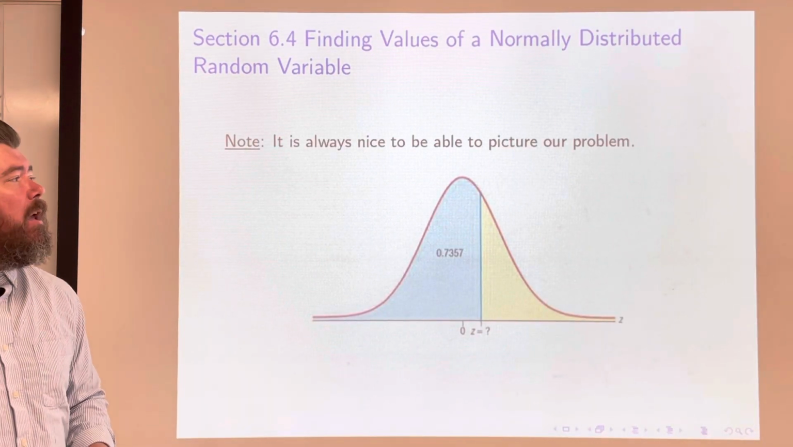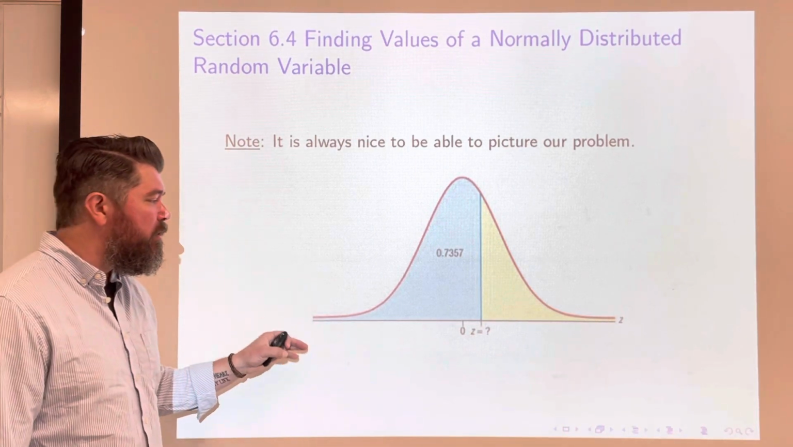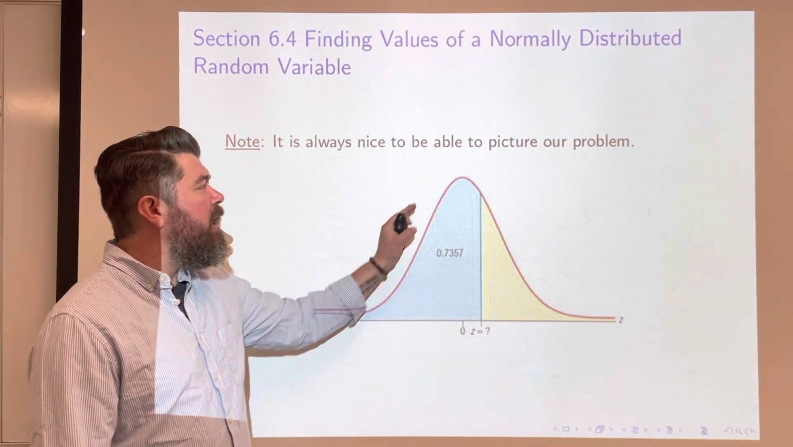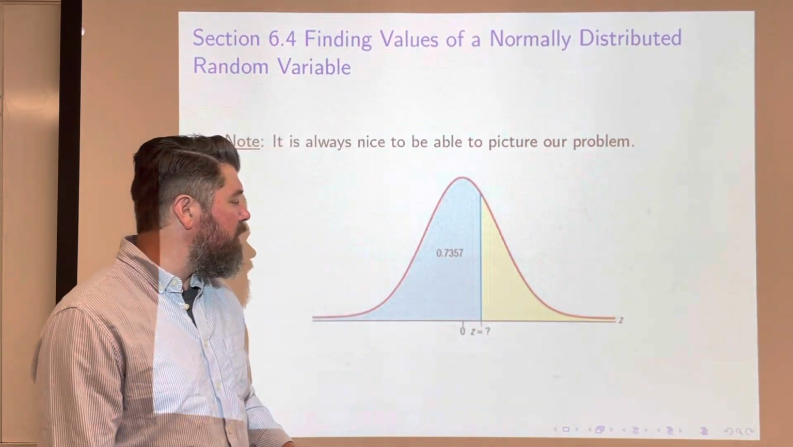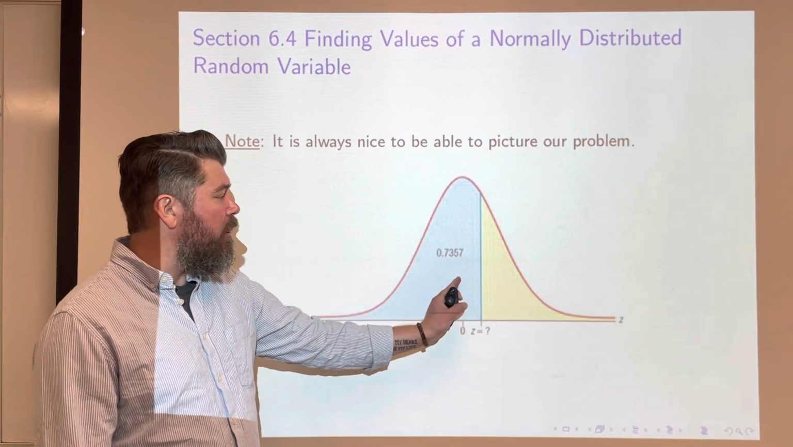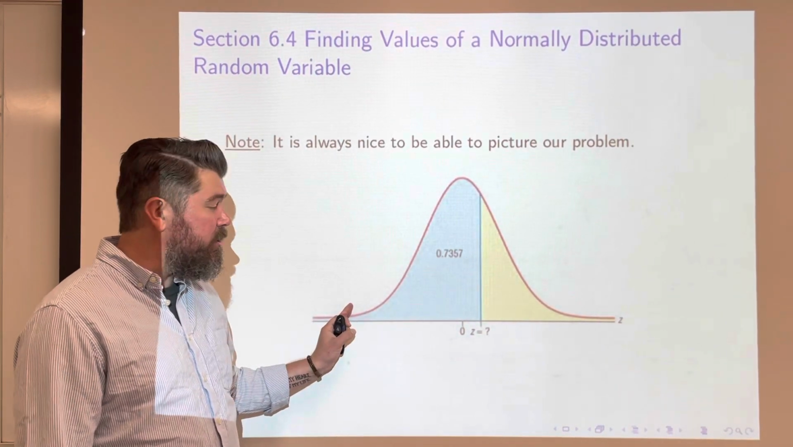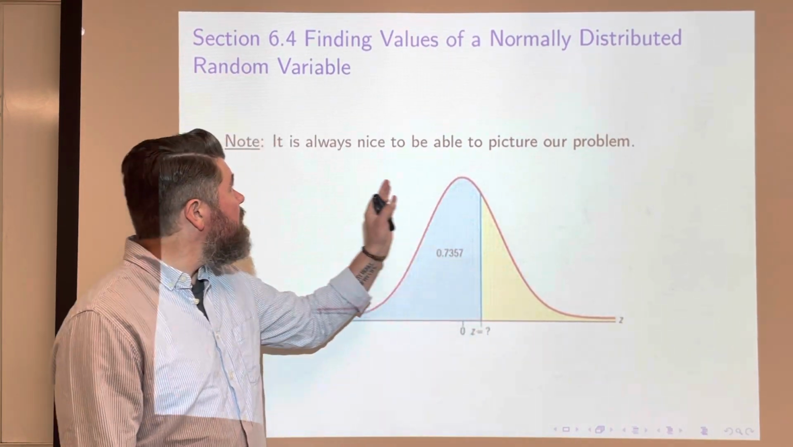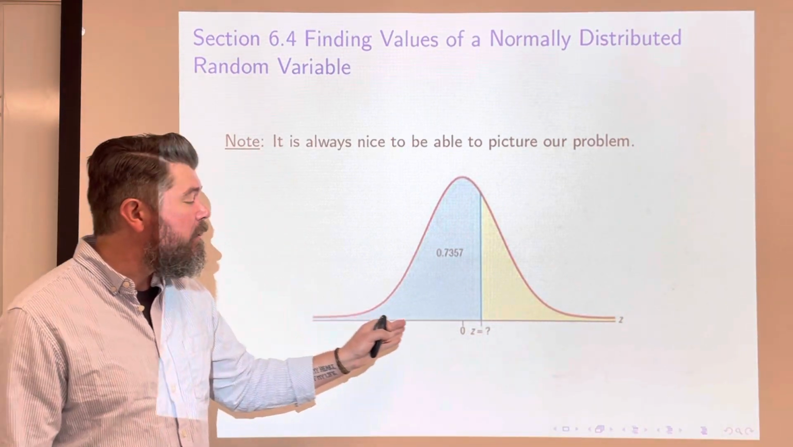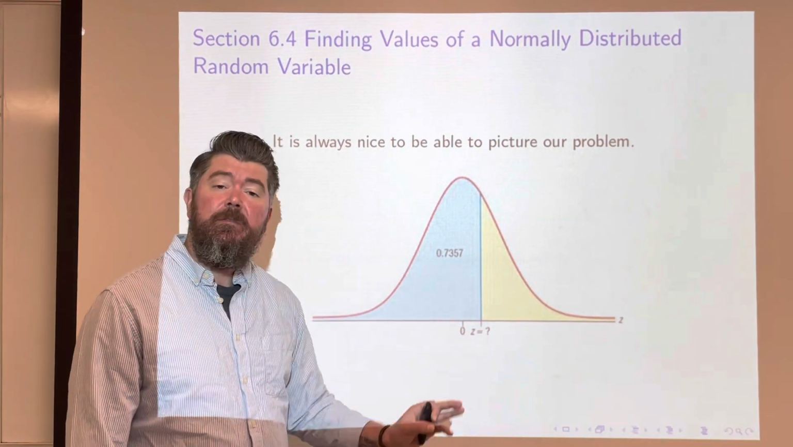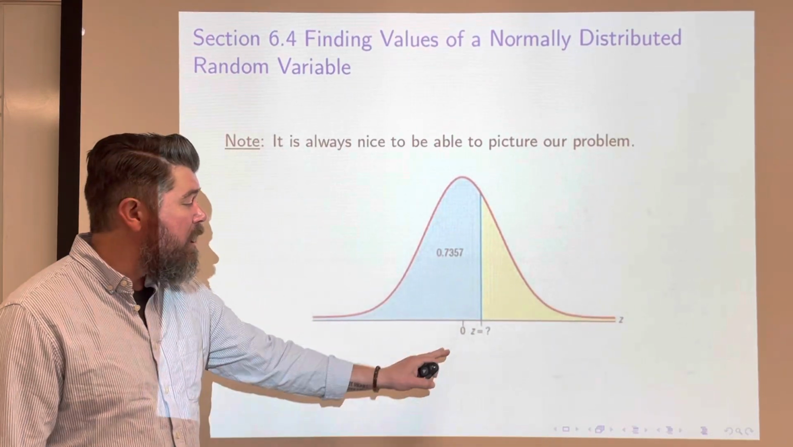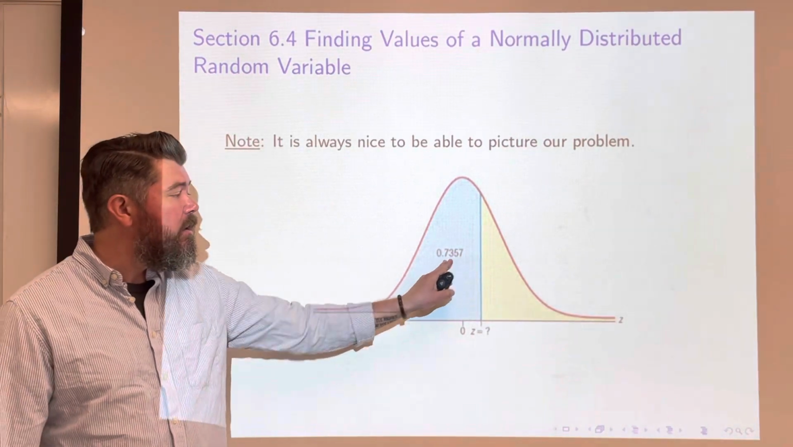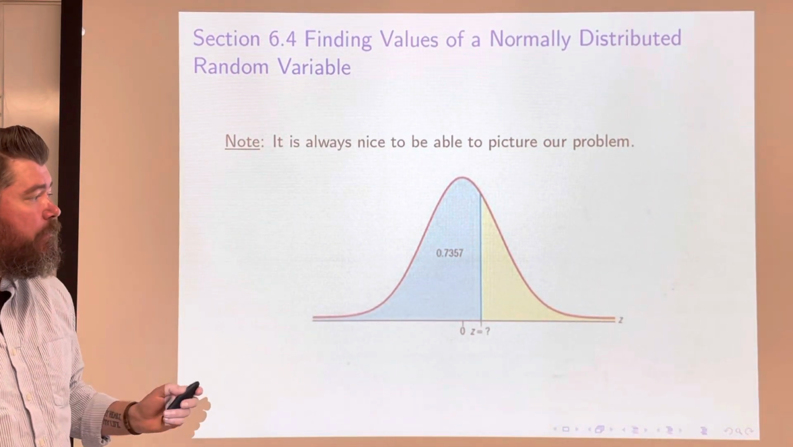It's always nice to be able to picture our problem. So again, we have our number line consisting of our z values, and we have our standard normal distribution. Now, our mean lies at 0, and remember, the area to the left of the mean is half of the area, so it's 0.5. So since this area given is a little bigger than 0.5, our z value is somewhere to the right. And we're asking ourselves, what is this value where the area is 0.7357?